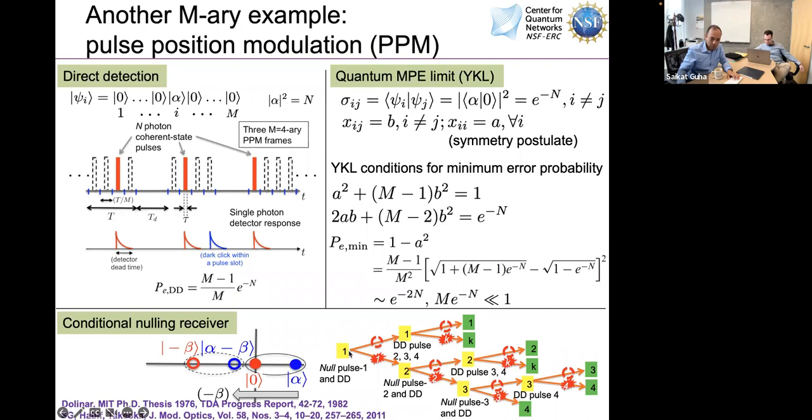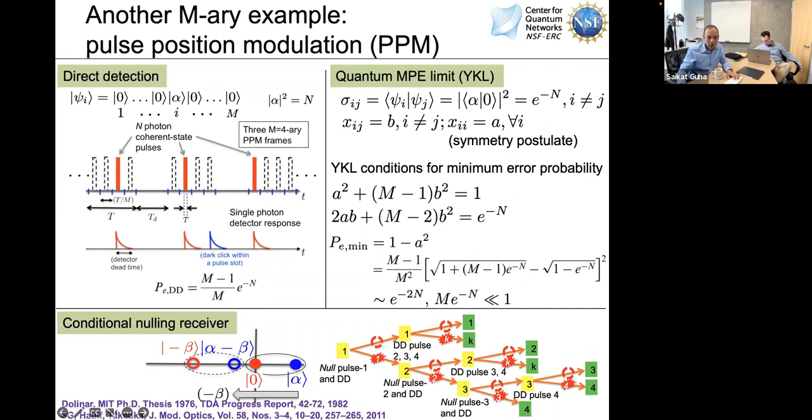And now, if you get a click, you rule out that first hypothesis and you go null the second time slot and keep going. And if you don't get a click, you retain that hypothesis. This box is showing what your current hypothesis is in your mind, and you simply direct detect the rest of the time slots without nulling. And if you get a click on time slot K, it must be the kth code word that was received.